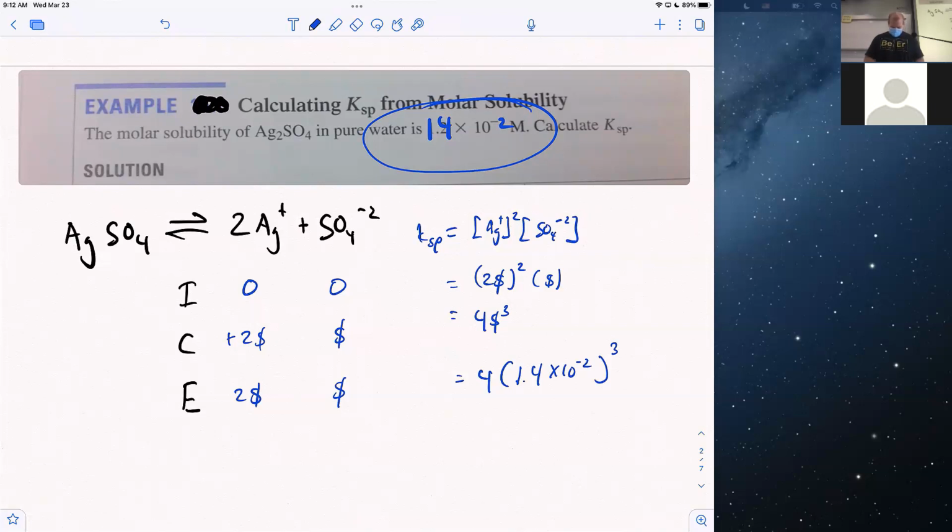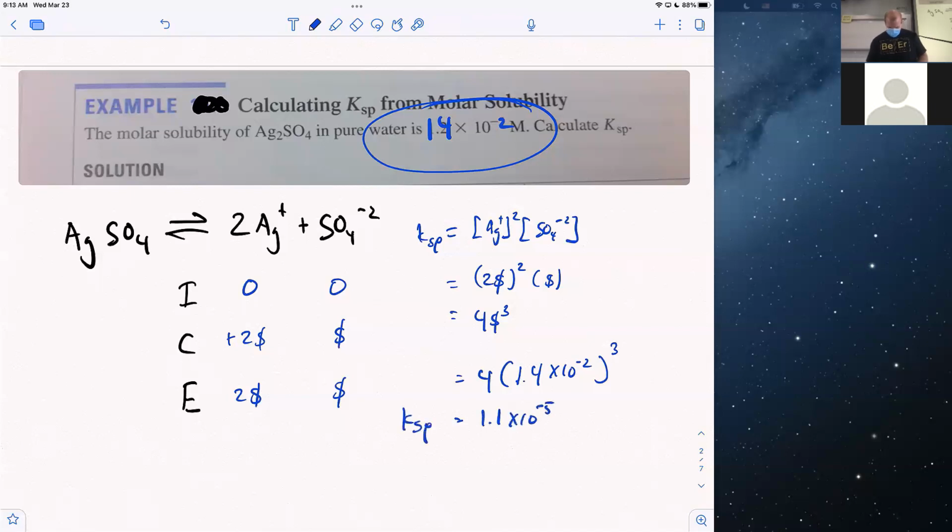So 1 point, oh no, wait. Minus 2 cubed times 4. How many zeros? 1, 2, 3, 4, 5. Sig fig. So this is going to be 1.1 times 10 to the minus 5.